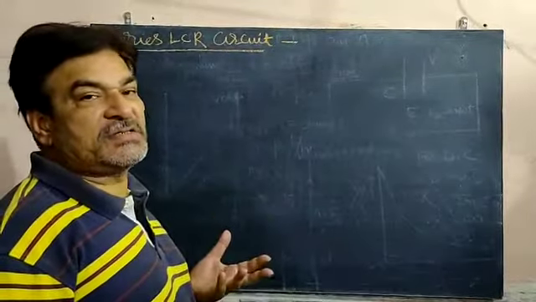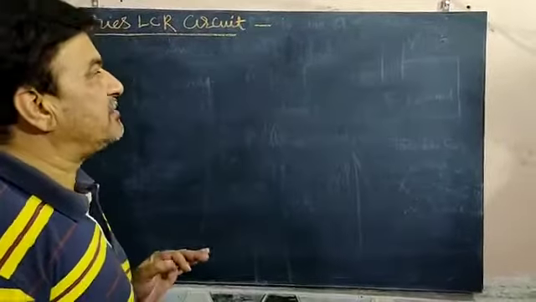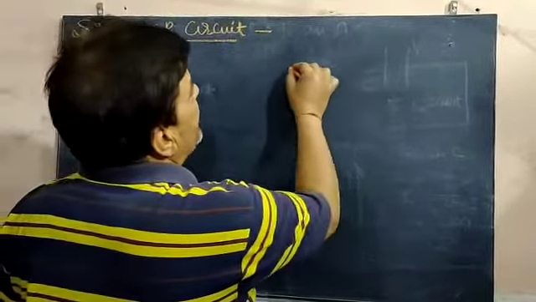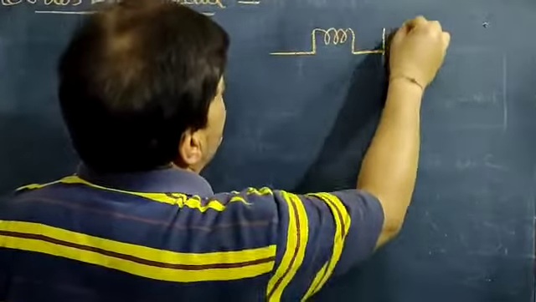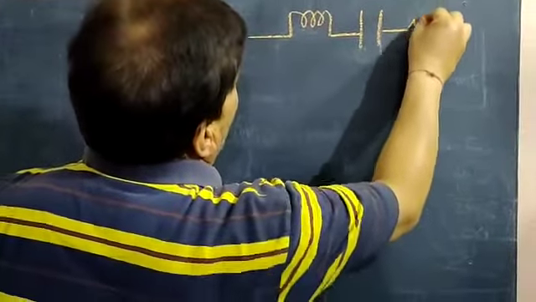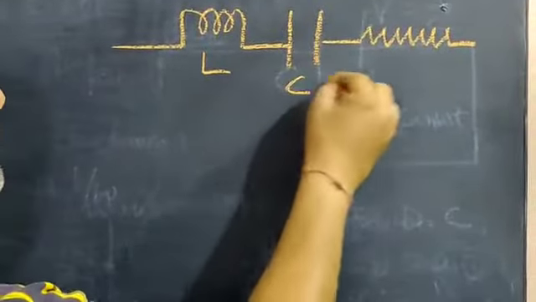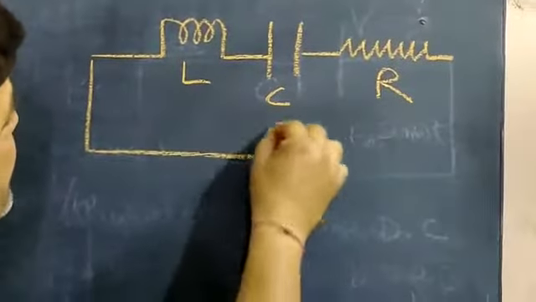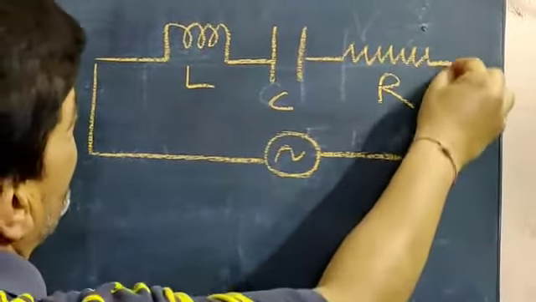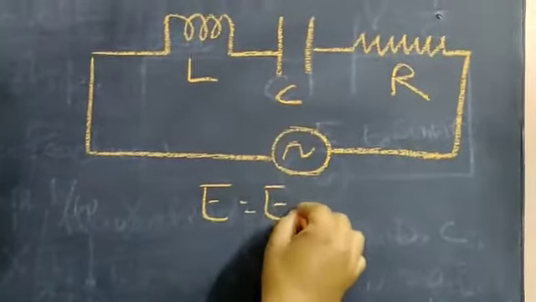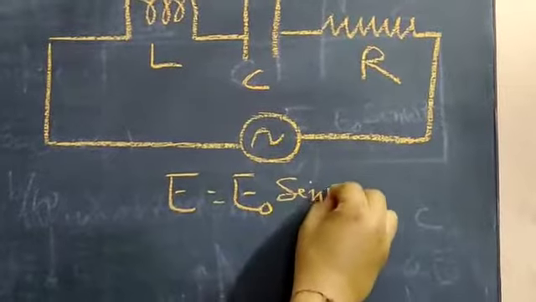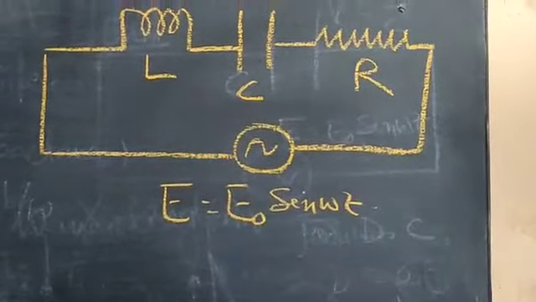Our topic is series LCR circuit. So what we do, we connect an inductor, a capacitor and a resistor in series, and then their series combination is connected to an AC source whose instantaneous EMF is given by the relation E = E0 sin ωt.